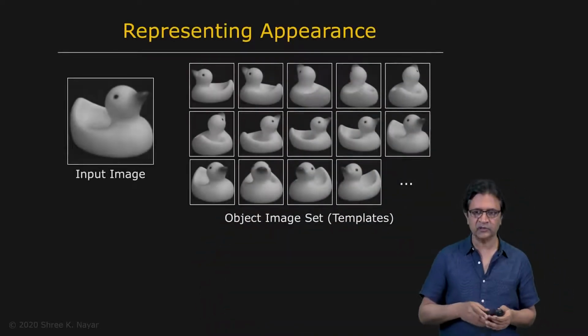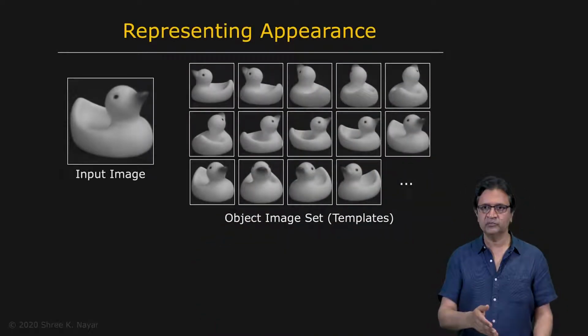This process is called dimensionality reduction, and the method that we're going to use to achieve dimensionality reduction is principal component analysis, PCA. PCA, I should mention, is very widely used in pretty much all disciplines of science and engineering. So here's the problem that we're trying to tackle. We have an input image here. We have our object image set.